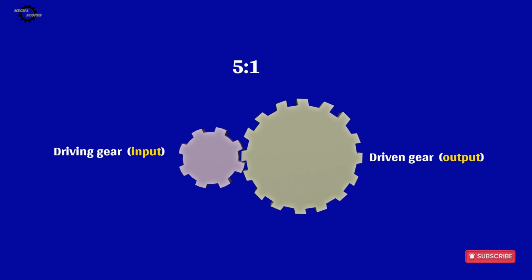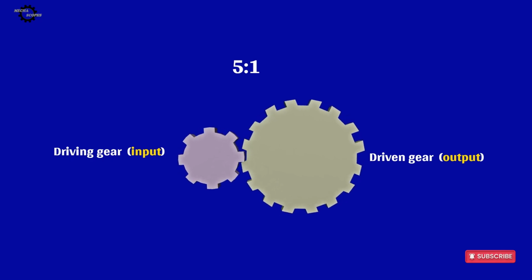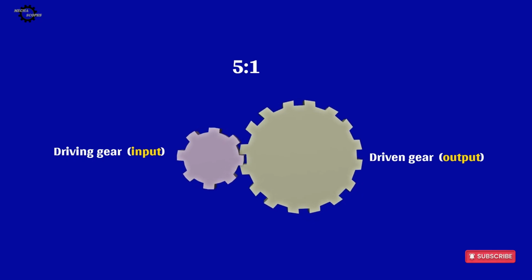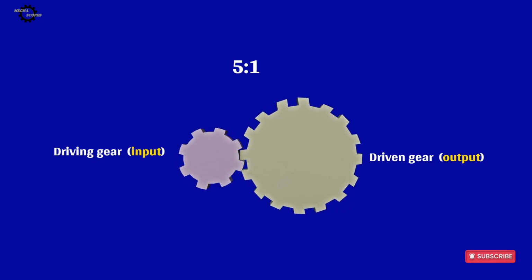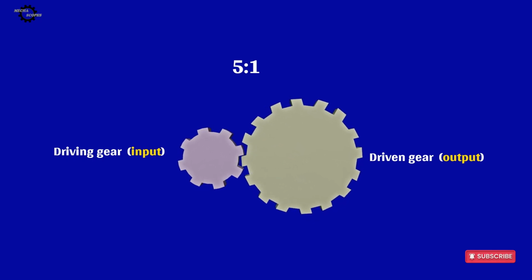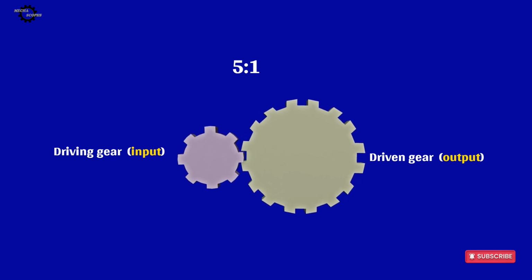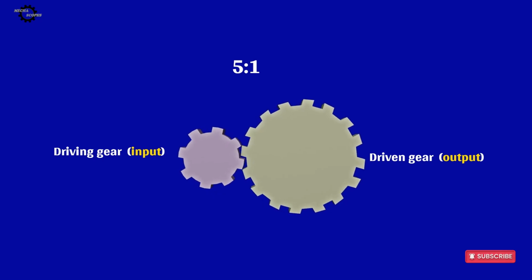This creates a gear ratio of 5:1. The output gear rotates more slowly, but the torque increases significantly. In other words, speed is sacrificed in exchange for greater twisting force. This type of gear ratio is ideal when maximum pulling power is required, such as when starting from a standstill, carrying heavy loads, or climbing steep hills.